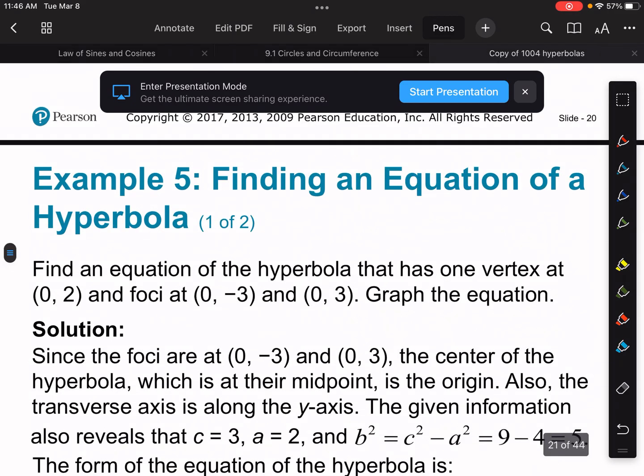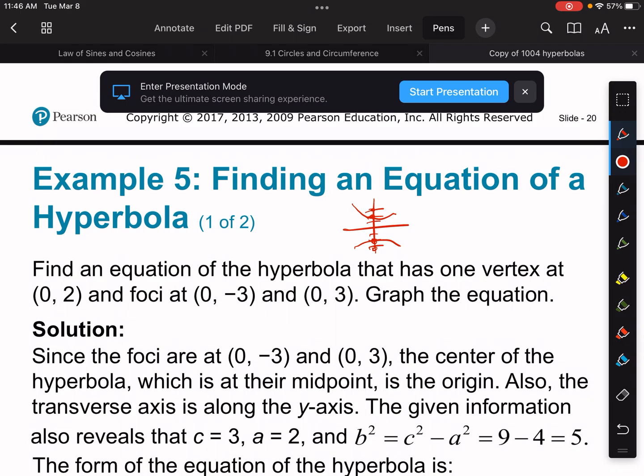Okay, so example 5, moving right along into example 5, it says find an equation of a hyperbola that has a vertex at 0, 2 and foci at 0, -3 and 0, 3. All right, so for this one, I would first sketch myself a little bit of a picture. So if it has a vertex at 0, 2, you're up here and down here, and then it has foci at 3 and -3. So we know that this thing is going this way. We just don't know how wide.